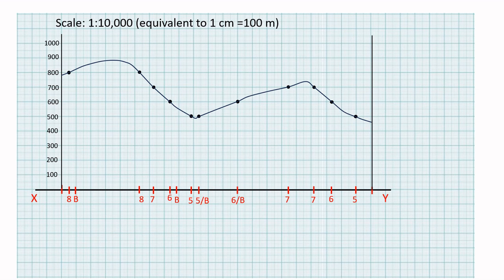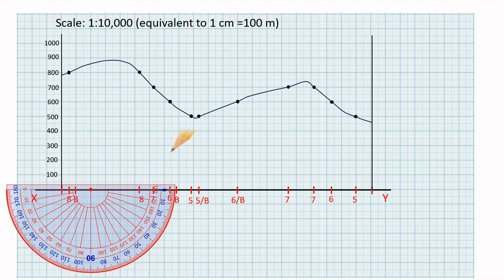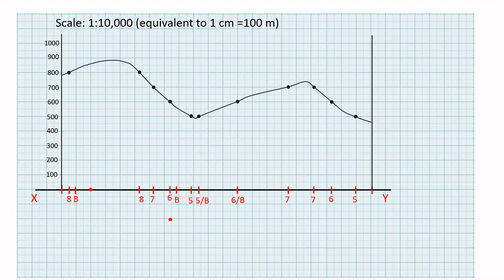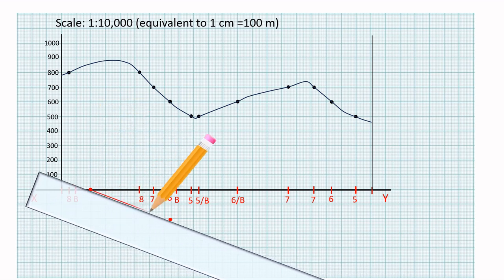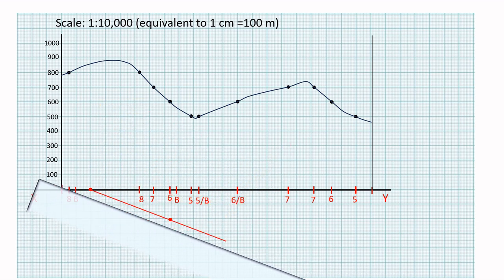To illustrate the internal structure of the rock beds, start by marking a point on the XY line and using a protractor make an angle of 21 degrees to the right of the point, since the dip angle is 21 degrees towards east.